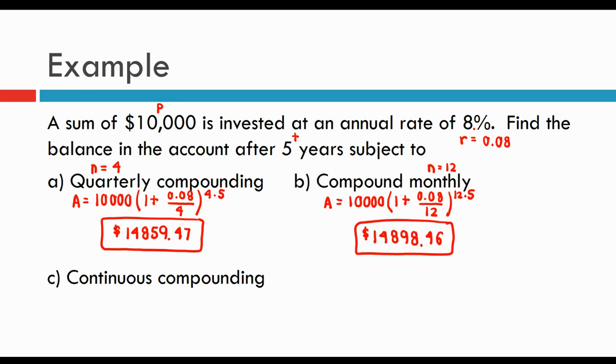Notice that quarterly, you're talking 4 times a year. Monthly, you're talking 12 times a year. So it should make sense that compounded monthly is bigger than compounded quarterly.